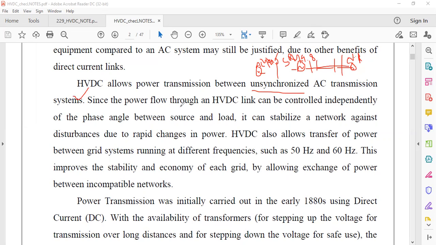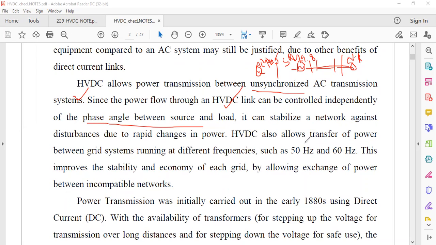Since the power flow through the HVDC link can be controlled independently of the phase angle between source and load, it can stabilize a network against disturbances due to rapid changes in power. A simple point here: we don't have any phase angle differences in an HVDC link, so stability is very high in an HVDC transmission system, right?